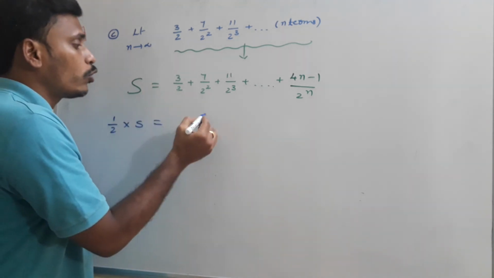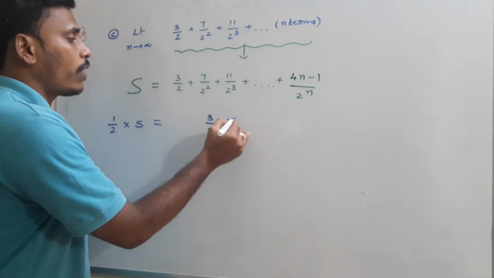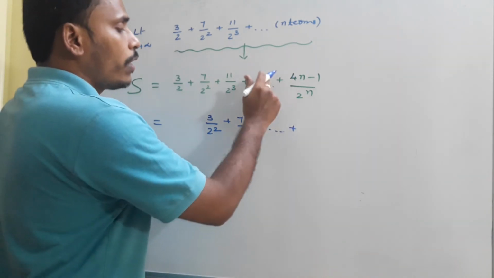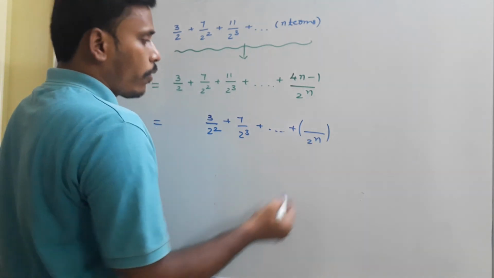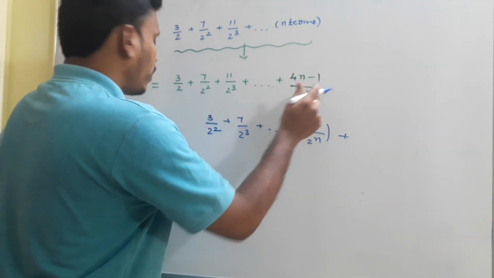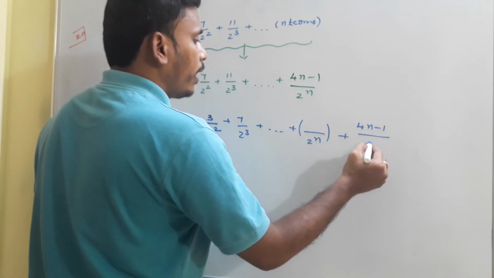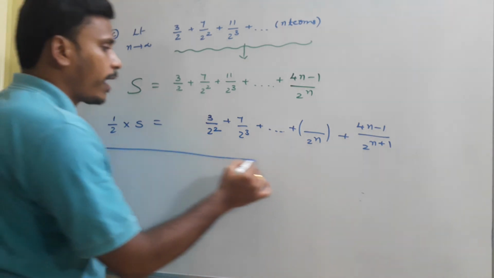This 1 by 2 into 3 by 2 will become 3 by 2 square. This 1 by 2 into 7 by 2 square will become 7 by 2 cube. Like that, if you move, the previous term multiplied with 1 by 2 will become (4n minus 1) divided by 2 power n plus 1. And now you just do subtraction.